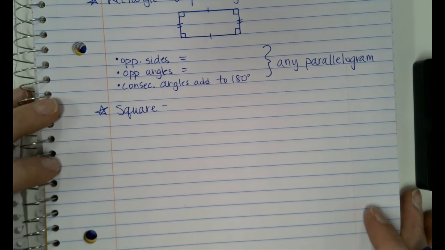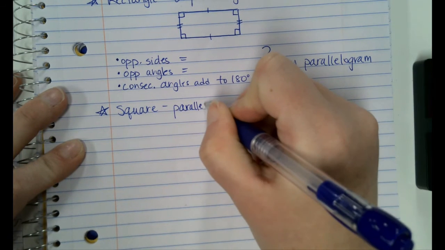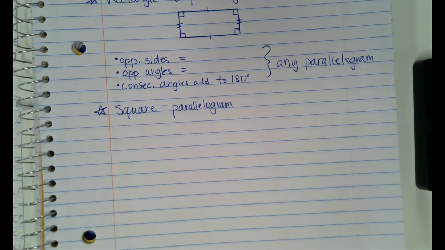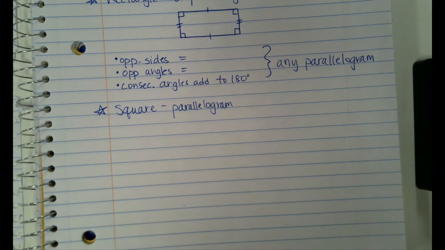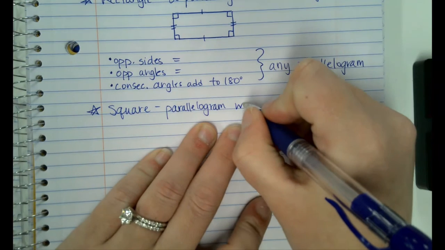It is extra special because it is a parallelogram with two important attributes. What do we know about the sides of a square? They're all equal. What do we know about the angles of a square? Each one of them is how many? 90 degrees. So that's the two things. A square is a parallelogram with four equal sides.